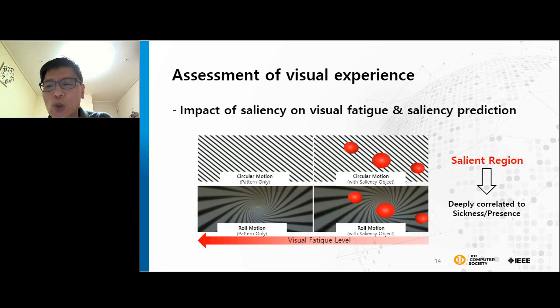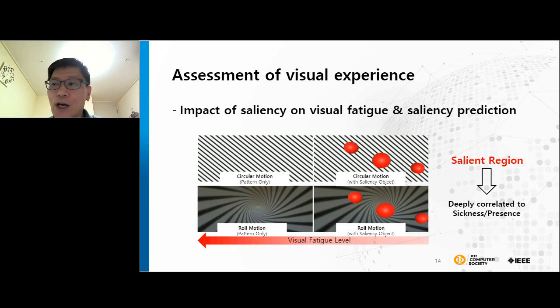if I ask the user, where are you looking at? Most likely people say, I'm looking at this red ball. So this red ball becomes a salient object. Salient objects means that when people are watching the video, the user spontaneously focuses on a certain object or region, and we call that object and that region a salient object and salient region. That's the definition of a salient object and salient region.